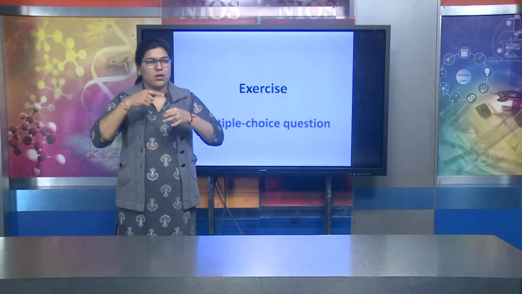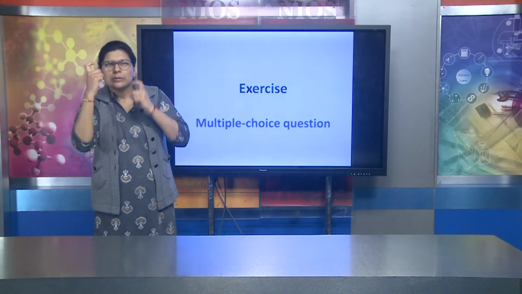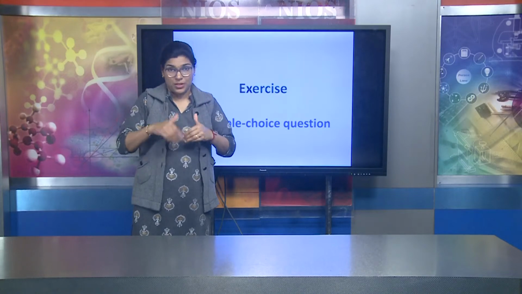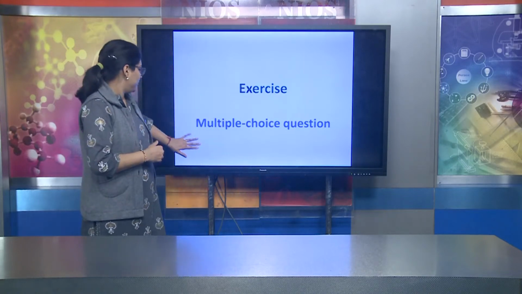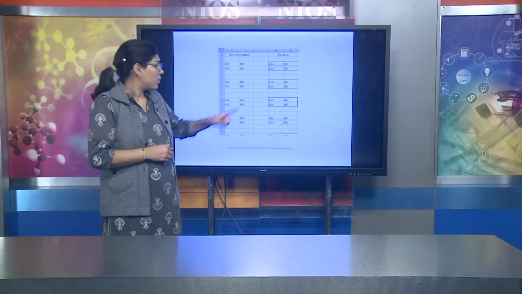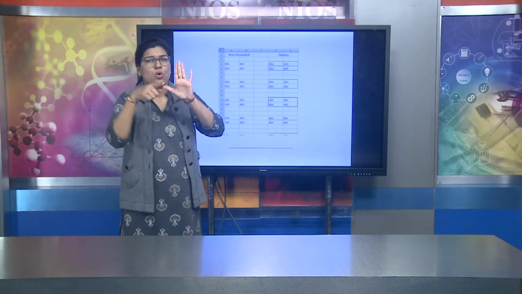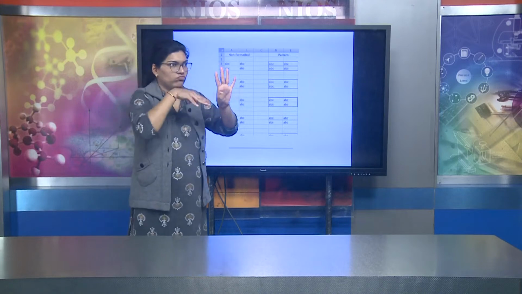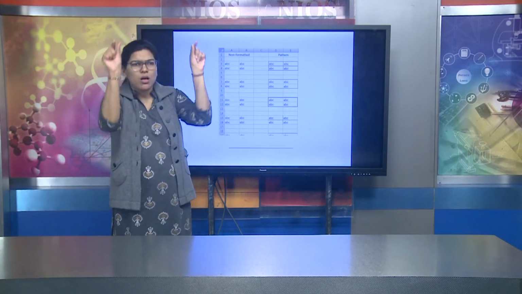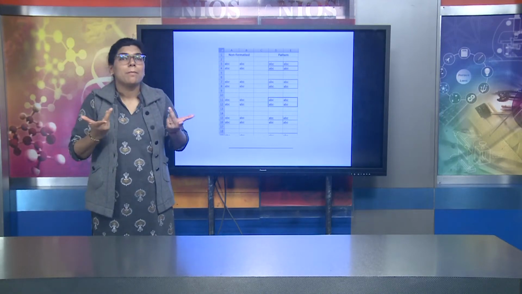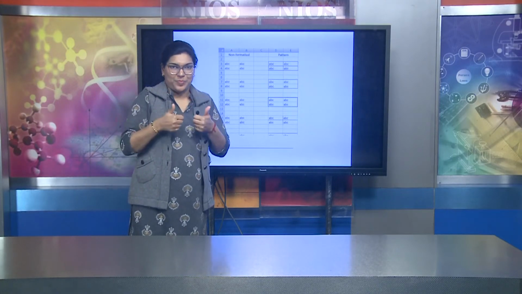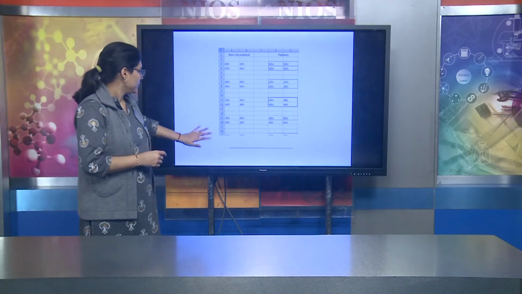Now it's time for an exercise. It is a multiple choice question. From the lessons, you have to think by yourself. What is the name of this picture in which you have seen different columns and borders? Please write the name in the blank given below.